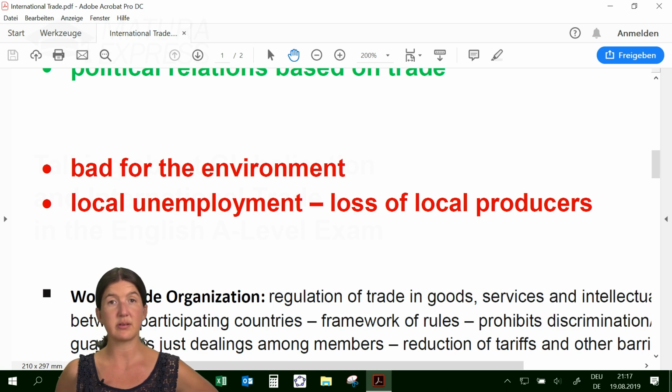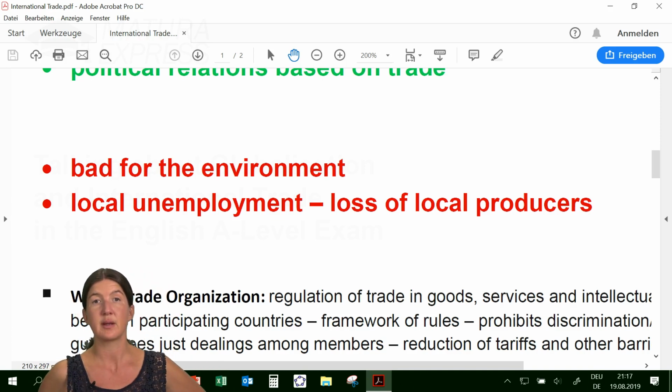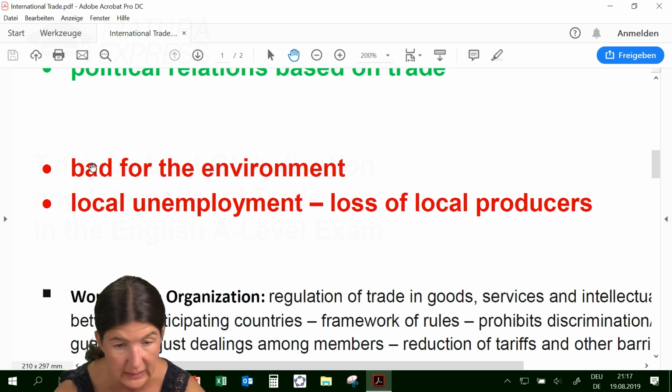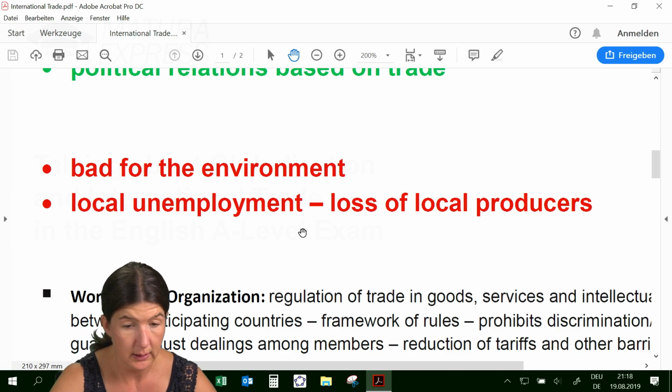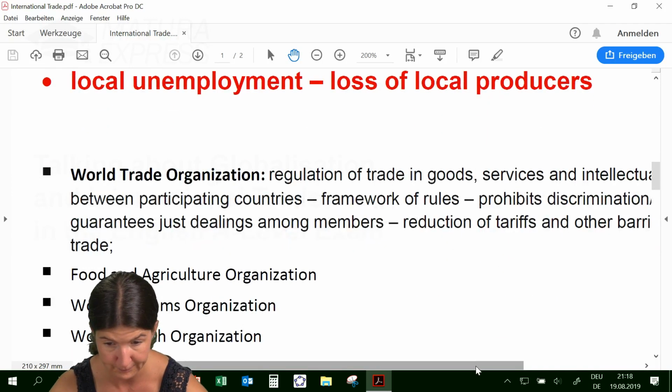There was a statistic in the newspapers recently of how many farmers gave up production in the past 2 or 3 years. It was quite a high rate because, well, it's obviously not worth it anymore as there's a lot of competition on the market. So you can look that up if you need an example for the disadvantages of international trade.